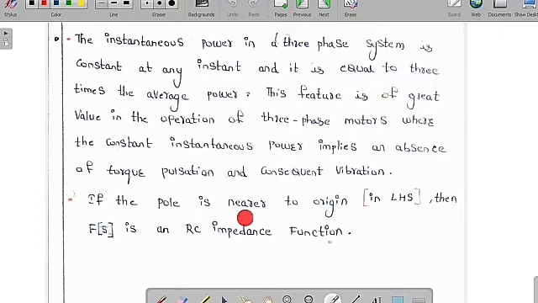If the pole is nearer to the origin in the LHS, then F(s) is an RC impedance function. Suppose you take a series RC circuit and try to figure out the impedance of this RC network, and try to figure out the pole-zero plot of this impedance function in the S plane. Then definitely you are going to get one pole which is nearer to the origin in the LHS plane. That is the meaning of the RC impedance function.